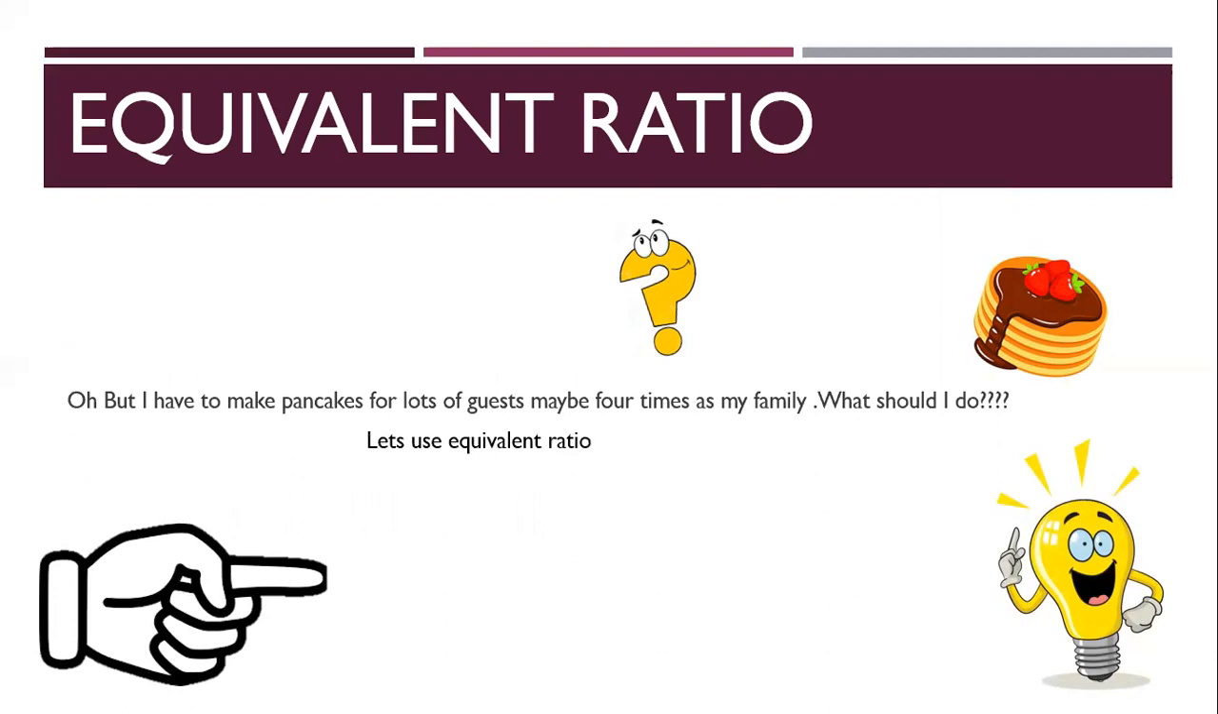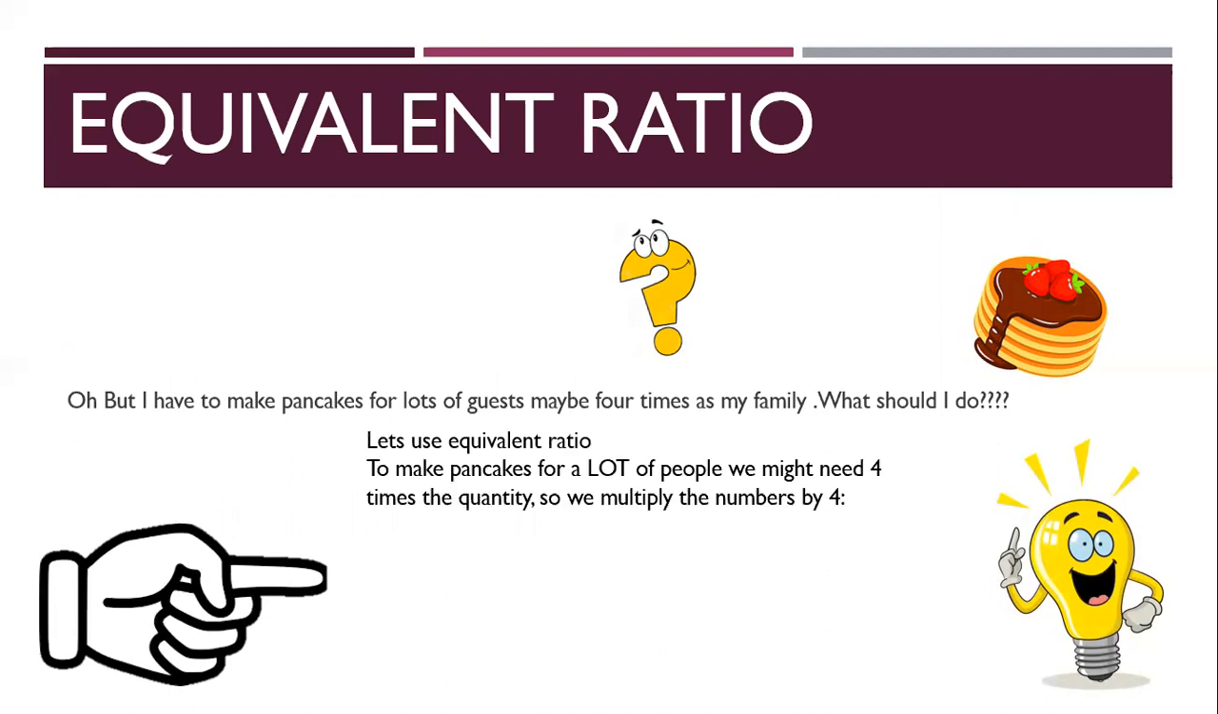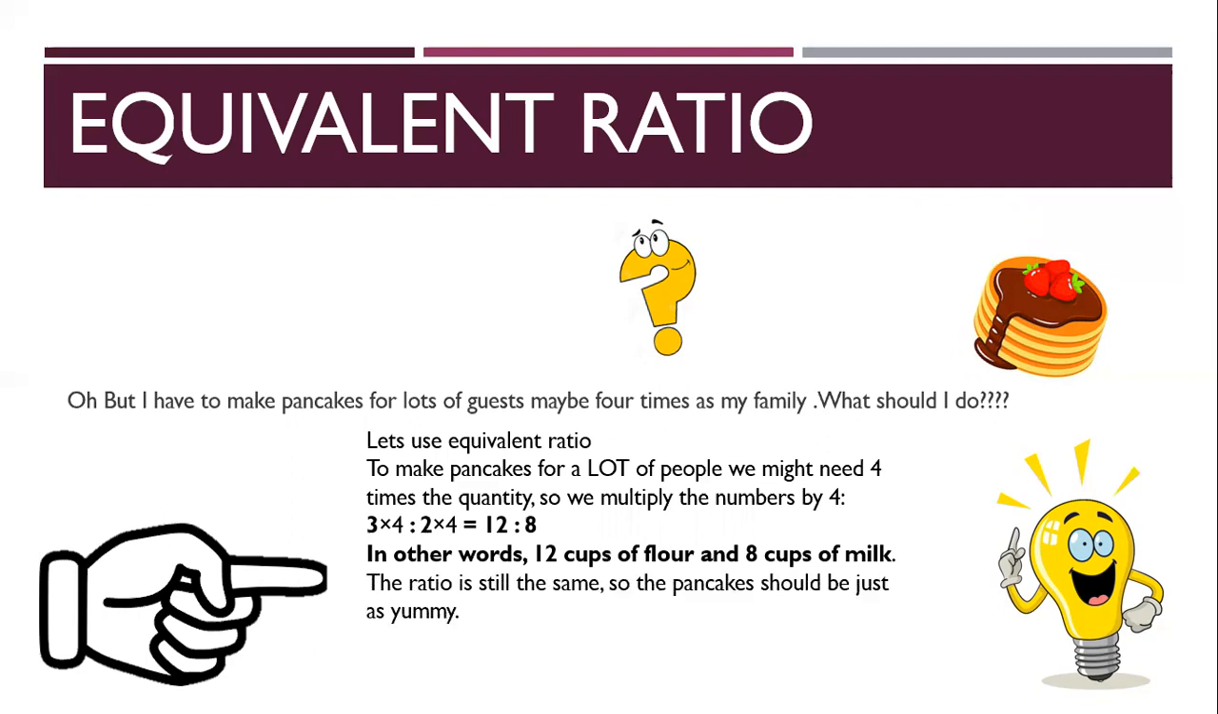Let's use equivalent ratio. To make pancakes for lots of people, we might need 4 times the quantity, so we multiply the numbers by 4. 3 multiplied by 4, and 2 multiplied by 4, gives 12:8. In other words, 12 cups of flour and 8 cups of milk. Will my pancakes be yummy? Yes, because the ratio is still the same, so the pancakes should be just as yummy. Enjoy your pancakes.